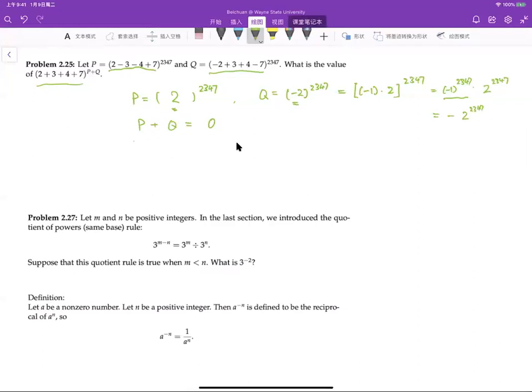That's why their sum equals 0, because Q is the negation of P. So their sum equals 0, then you can easily calculate the final answer. The final answer is 16 to the zeros, so that will be 1. Actually, you don't even need to calculate the base, because whenever you know the exponent equals 0, the answer must be 1.